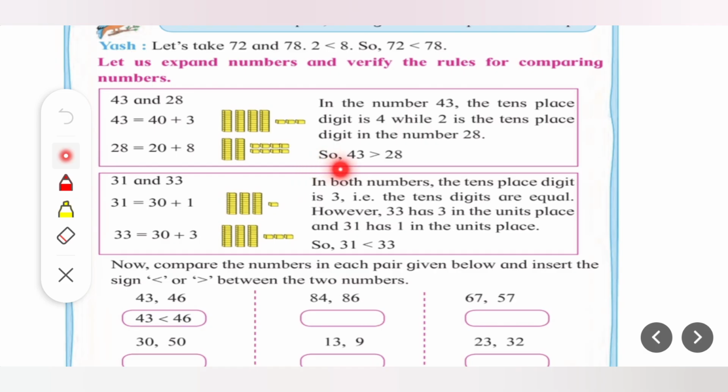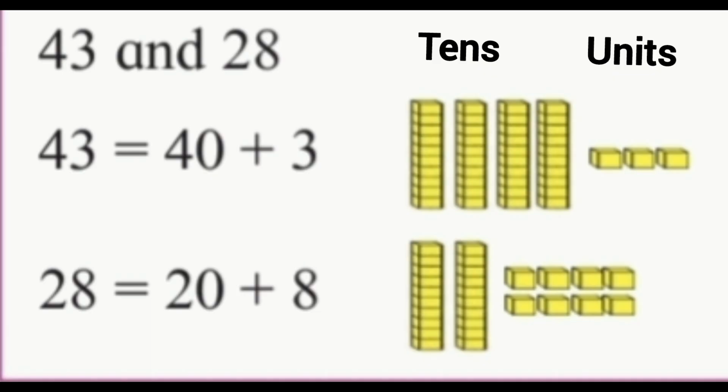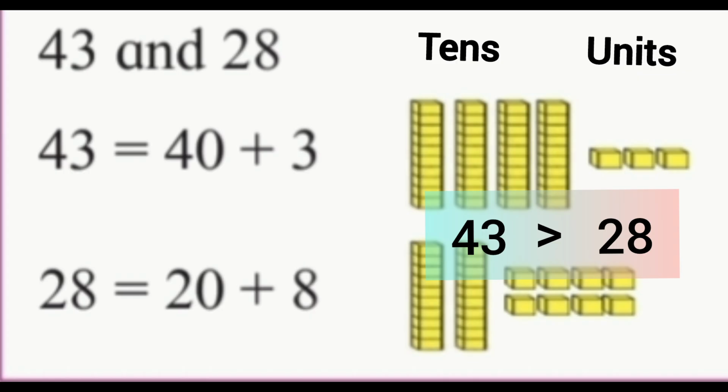So which number is greater, children? We are going to write this. 43 is greater than 28. This is the greater than sign. So when we expand them, we can clearly see the difference in the tens place. In 43, there are 4 tens, and in 28, there are 2 tens. Since 4 tens is greater than 2 tens, the number 43 is greater than 28.